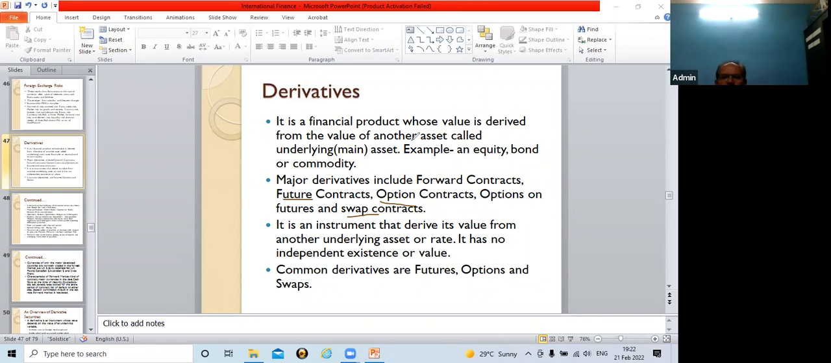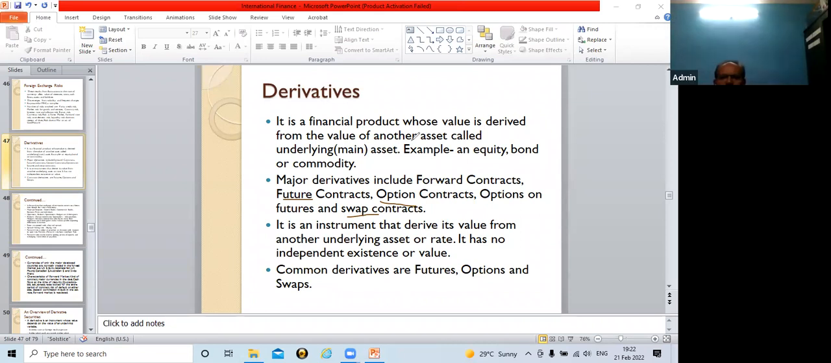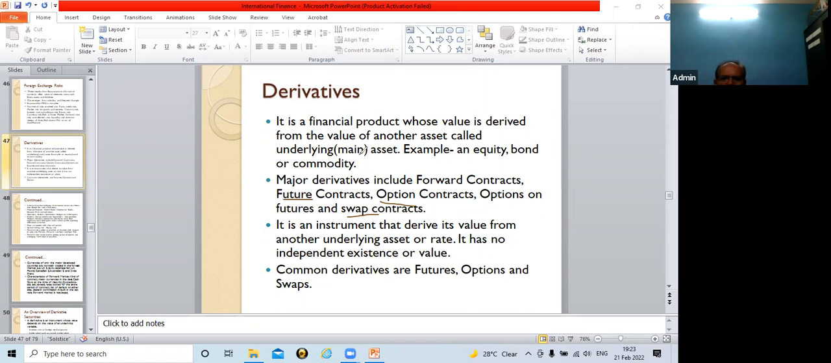In my example, what is main? I gave you the example: from milk we prepare paneer and we prepare buttermilk. पनीर कशापासून तयार होतं? Milk. So milk is a main asset here, and paneer is a derivative.